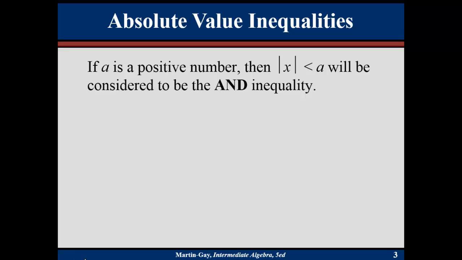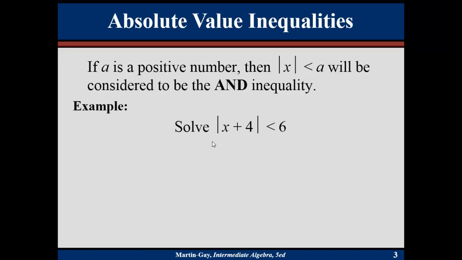Okay, if A is positive, so if the number to the right is positive here, and you have the absolute value of something that is less than that number, then this will be considered your AND inequality. So if you have the absolute value of X, or absolute value of whatever, and it's less than a number, it's going to be your AND inequality. That's how you're going to treat it.